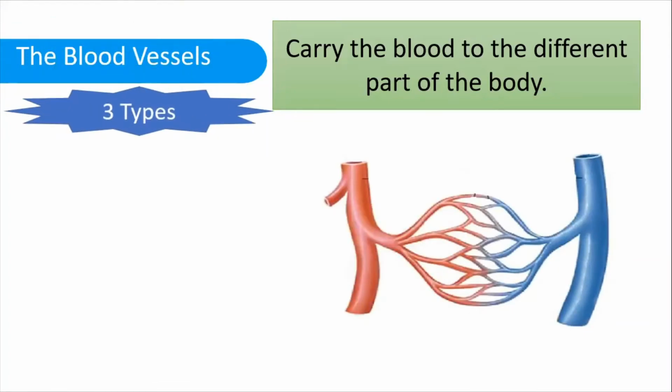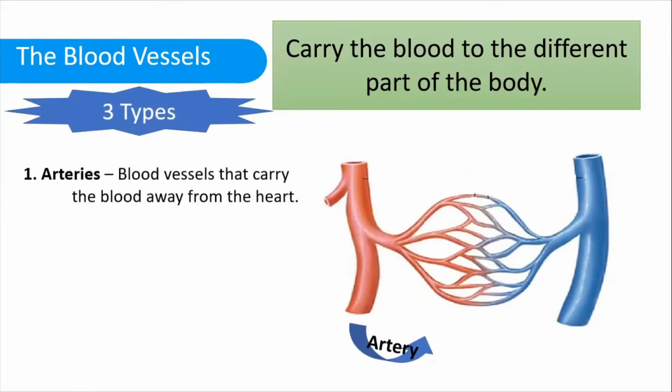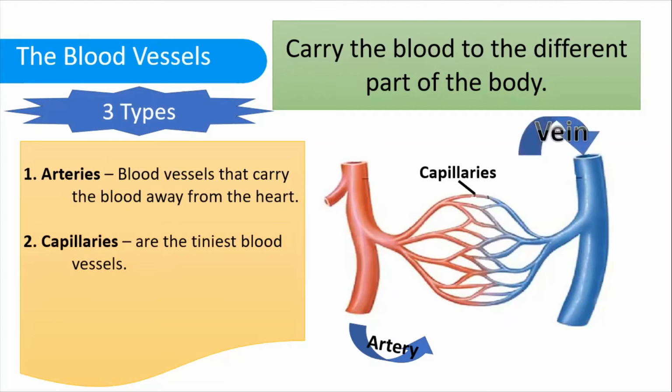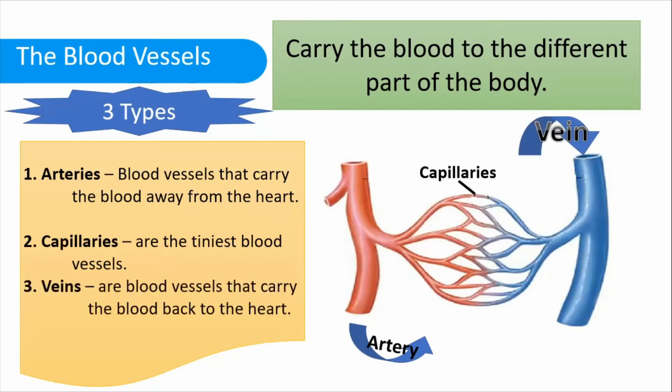And this one has three types. Number one is the artery. Arteries are blood vessels that carry the blood away from the heart. Next are the capillaries. Capillaries are the tiniest blood vessels. Lastly, the vein. Veins are the blood vessels that carry the blood back to the heart.